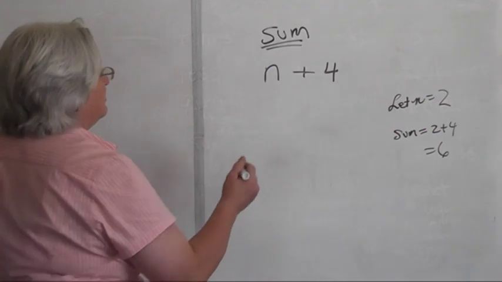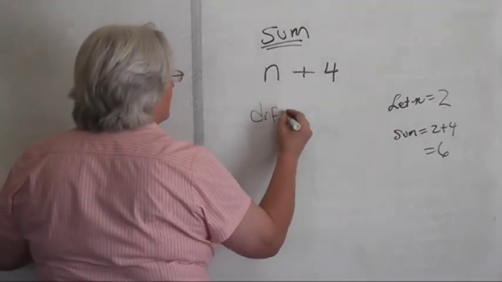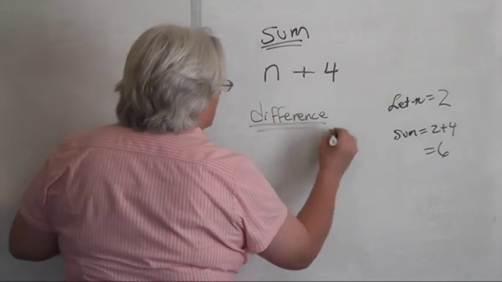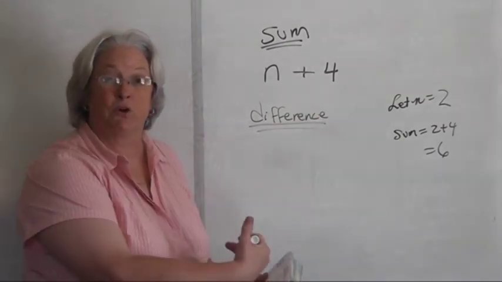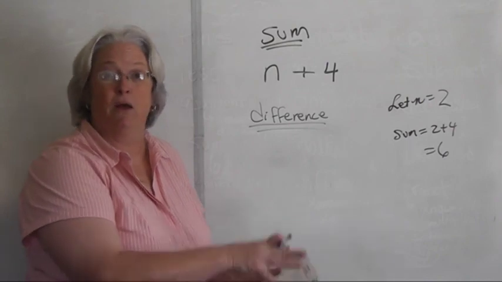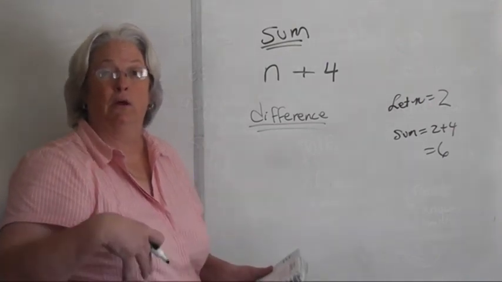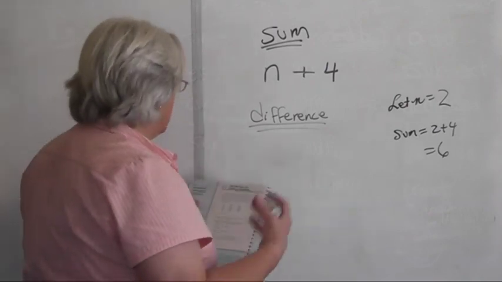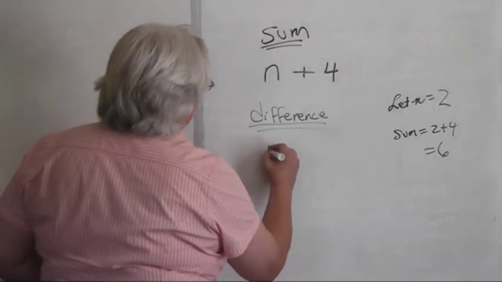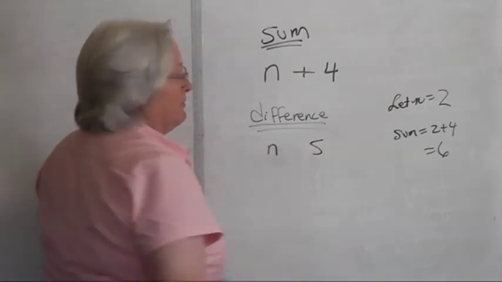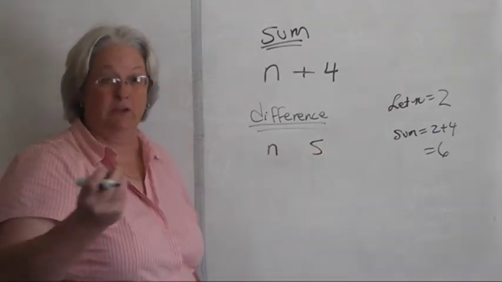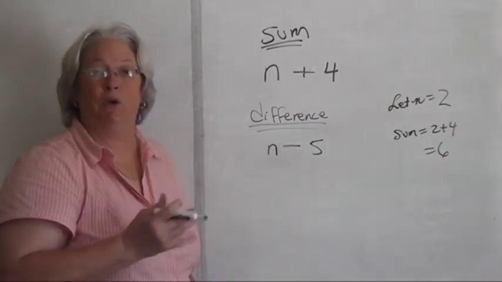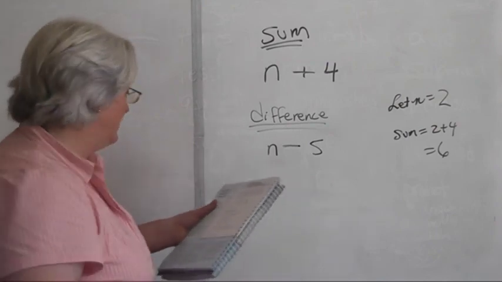How about the difference between a number and 5? As a general rule, what comes first in your English sentence is going to come first in your mathematical sentence. Always? No, but as a general rule, yes. The difference between a number and 5. What does difference mean? Difference means subtraction. So this is the difference between a number and 5. You would indicate that with n minus 5.